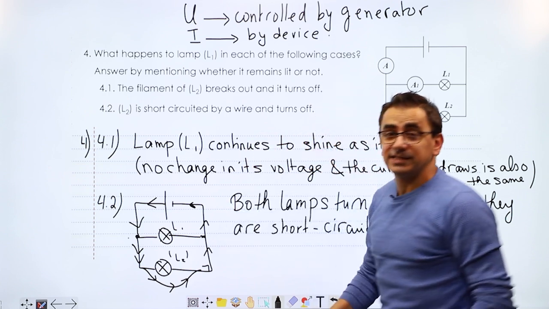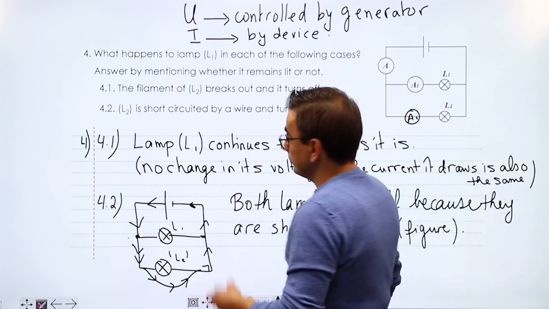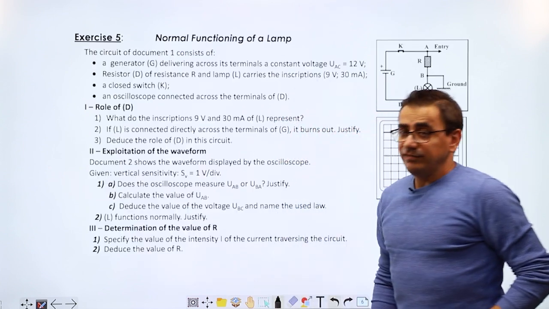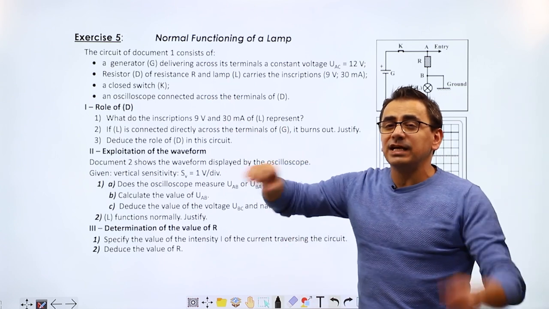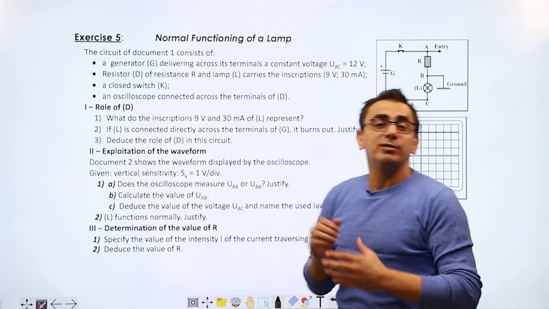Now we move to the last exercise. Exercise 5, normal functioning of a lamp. Honestly, I took this exercise as it is, copy-paste from the official exams.